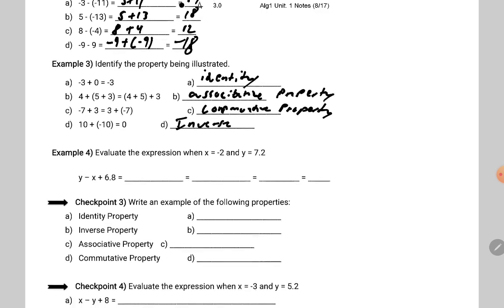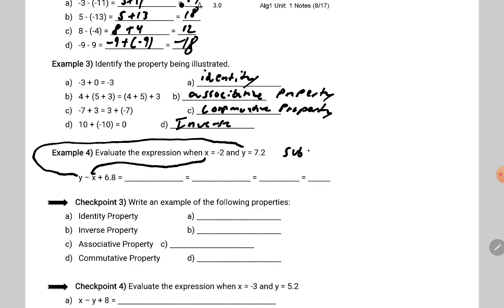So evaluate the expression when x is negative 2 and y is 7.2. Every time I see an x, I'm going to plug in negative 2, and whenever I see a y, I'm going to plug in 7.2. So what we're doing is substituting.